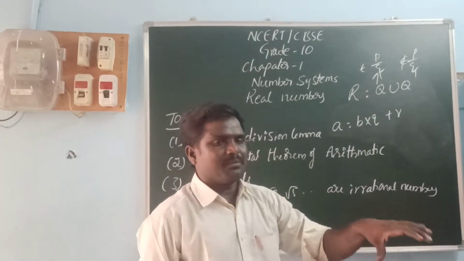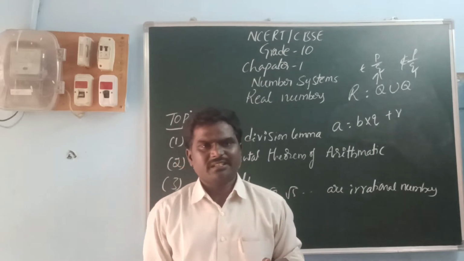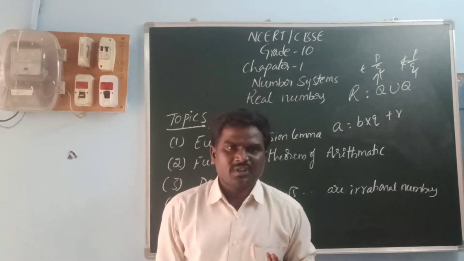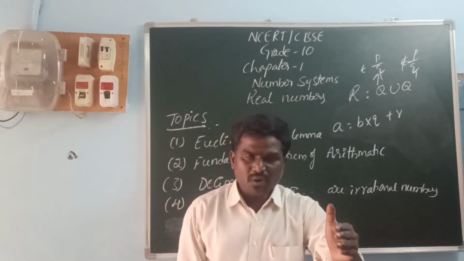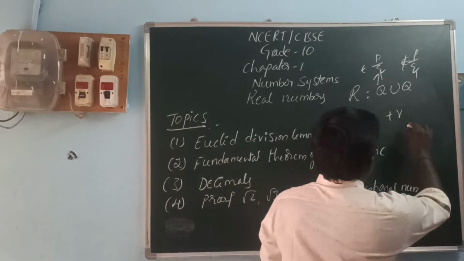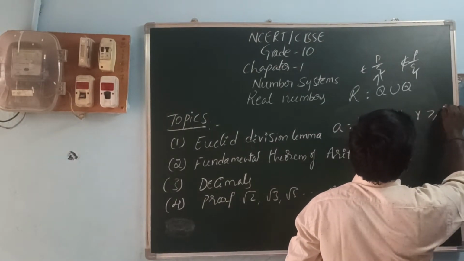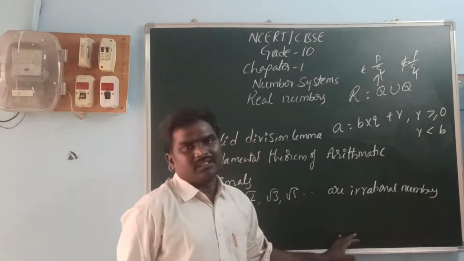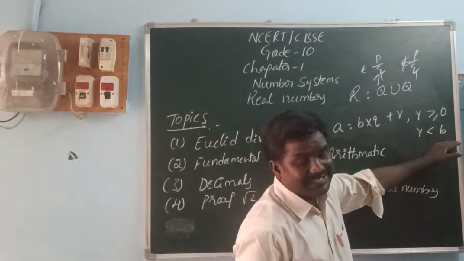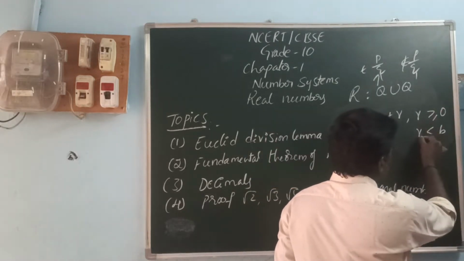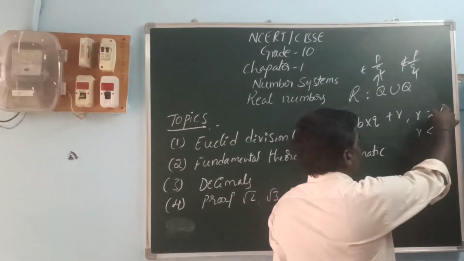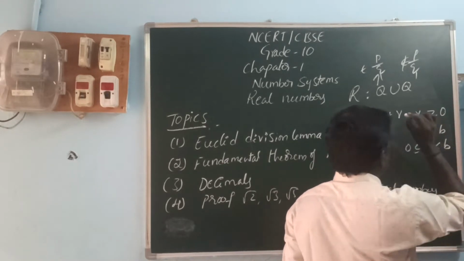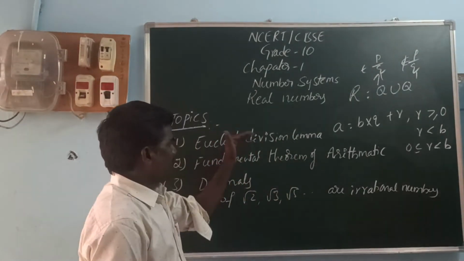When you divide any number by any number, we can get the remainder either 0 or greater than 0. The remainder value is always greater than or equal to 0, and it is also less than the divisor. The value of the remainder is always less than the divisor. So this is the relation between remainder and divisor. From these two we can write 0 less than or equal to remainder less than divisor. This is Euclid division.